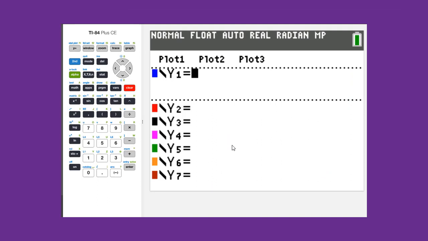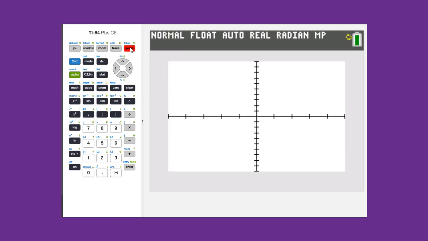Now let's look at another example. y1 equals negative 5x to the third power, then plus 35x squared, then minus 45x minus 25. So we do the graph.